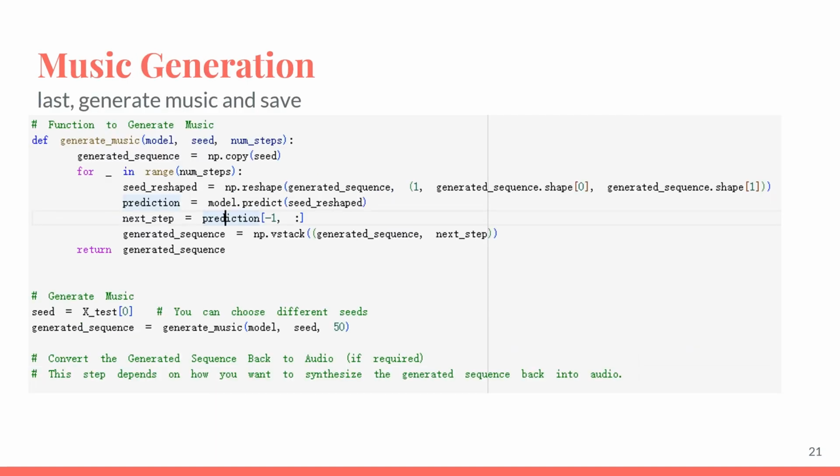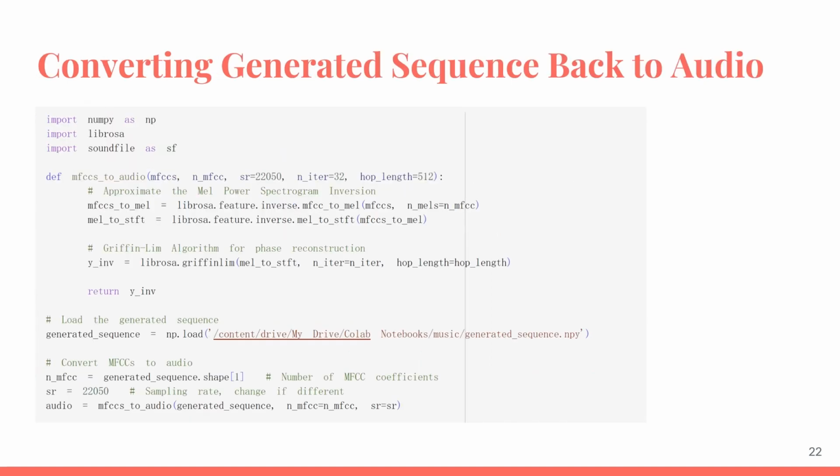And the next step is music generation. In the generate music function, it generates new music data by feeding a seed sequence into the trained model and iteratively predicting the next step in the sequence. We finally save the generated sequence, which is a NumPy file. And since the generated file is a NumPy file, we have to implement a DSP process to convert it back to audio.